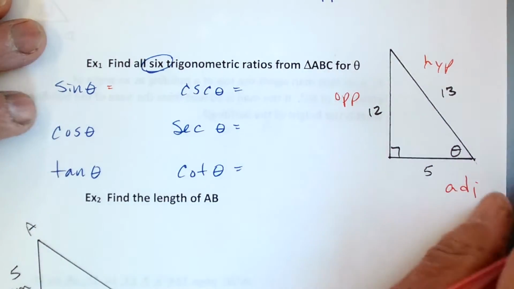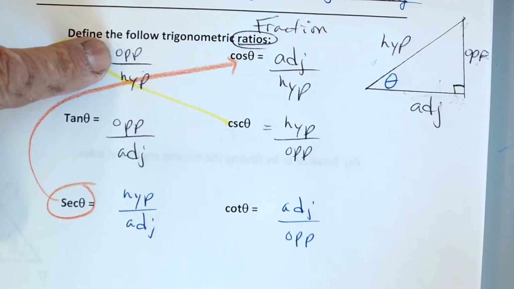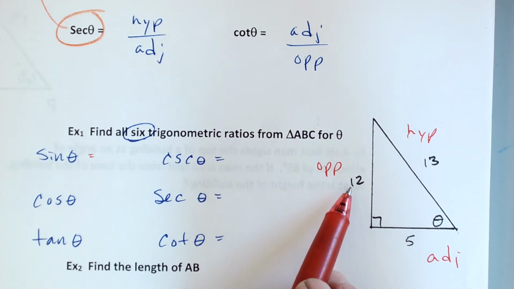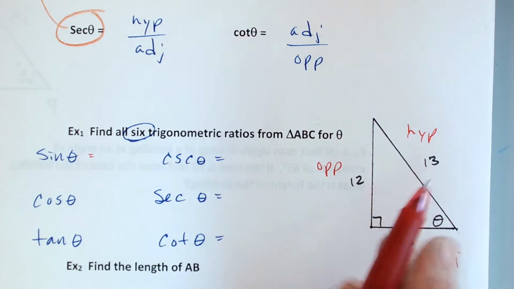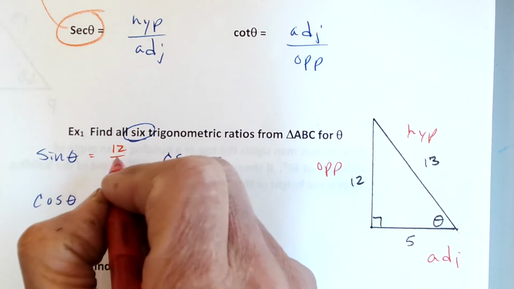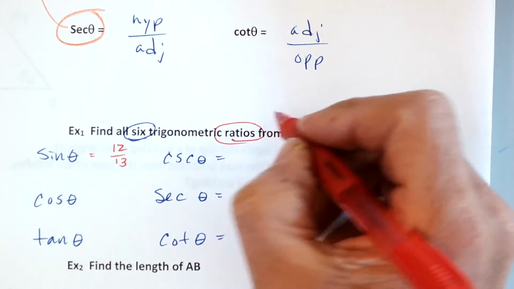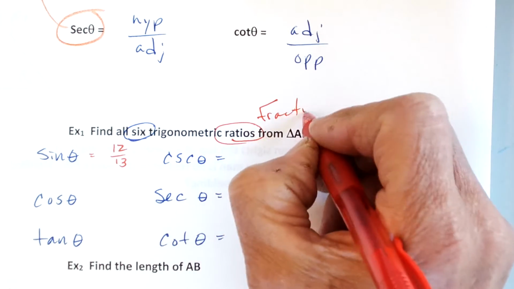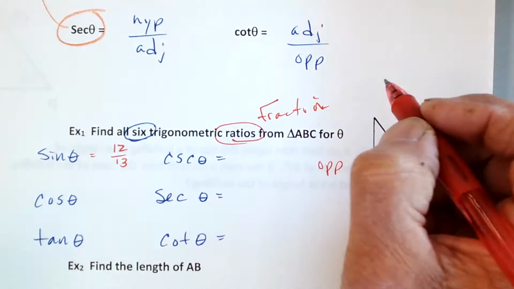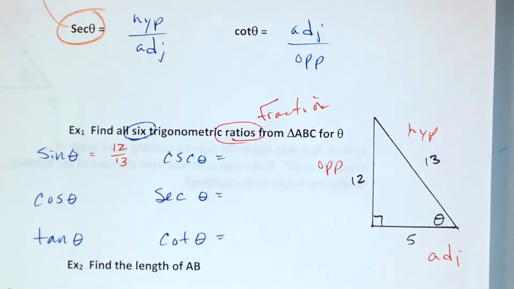So the sine, according to this, is the opposite over the hypotenuse, right? My opposite is 12 and my hypotenuse is 13, so it's just 12 over 13. We're not going to solve because we're asked for the ratios, so we just need the fraction. We'll solve an example 2. That's all I need, 12 over 13.